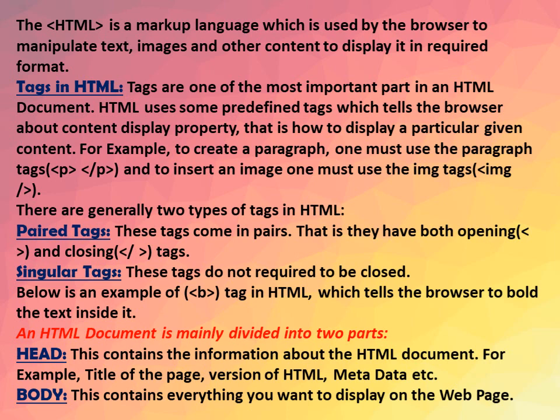An HTML document is mainly divided into two parts. First is called the head, and second is called the body. So what is the head? This contains the information about the HTML document, for example, the title of the page, the version of HTML, metadata, etc. And second, the body. This contains everything you want to display on the web page. So these are the two main parts of an HTML document.